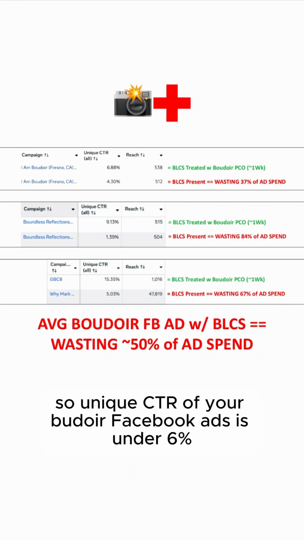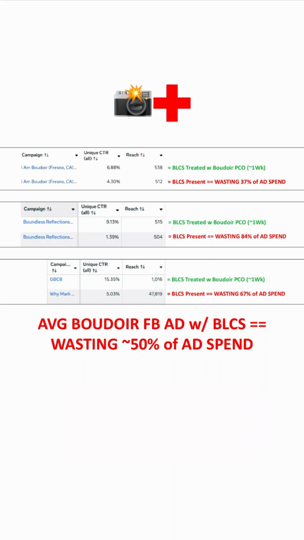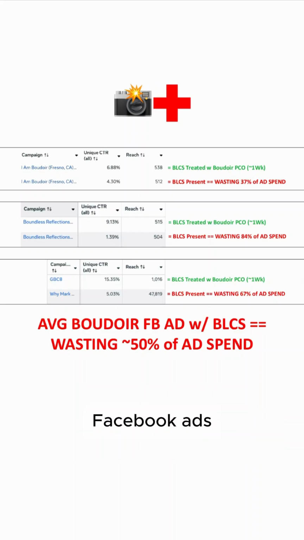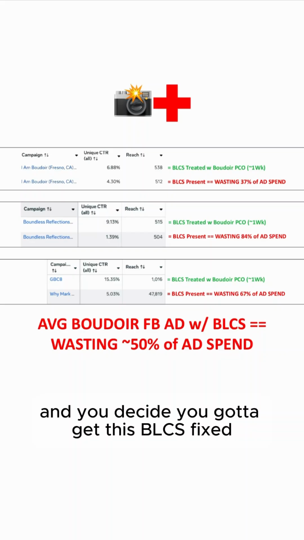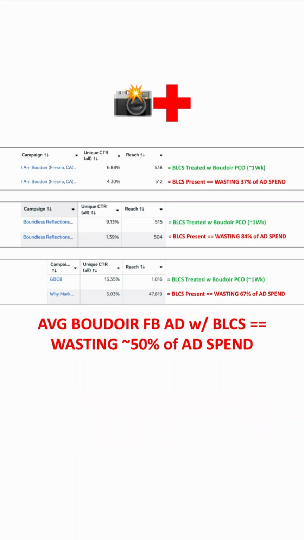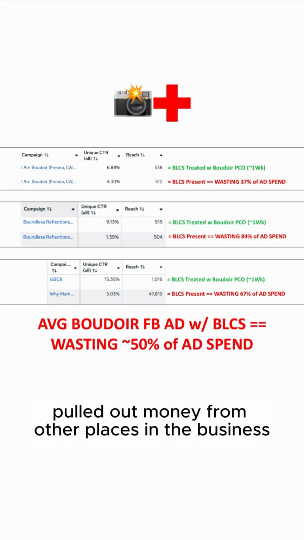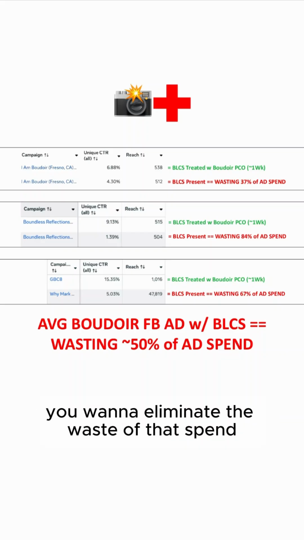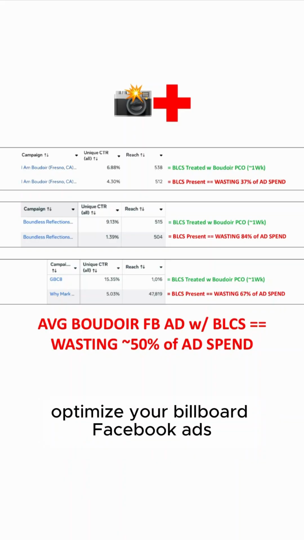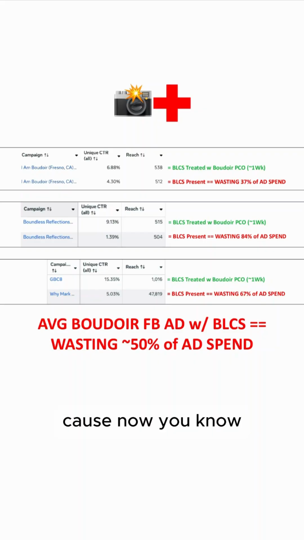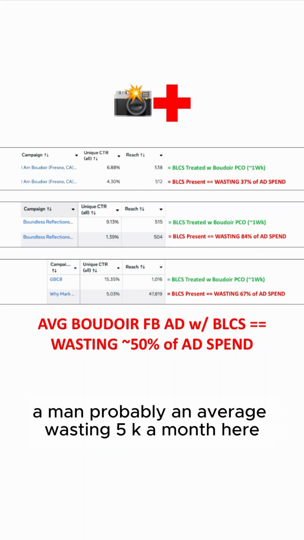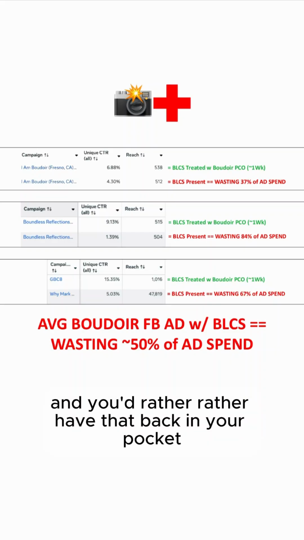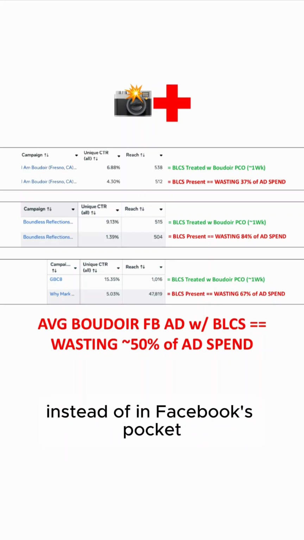So if you're a BLCA, a Boudoir low click advertiser with BLCS, so unique CTRL of your Boudoir Facebook ads is under 6%, and you're spending more than 10 grand a month on Boudoir Facebook ads, and you decide you gotta get this BLCS fixed because you've pulled out money from other places in the business that you've been able to optimize, but now you need to pull it out from your Facebook ads. You want to eliminate the wasted ad spend, optimize your Boudoir Facebook ads, because now you know probably on average wasting 5K a month here, 60 grand over the next year, and you'd rather have that back in your pocket instead of in Facebook's pocket.